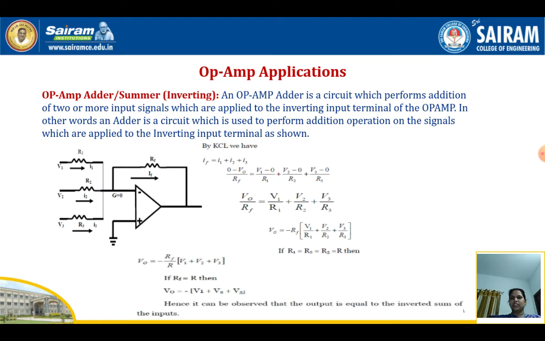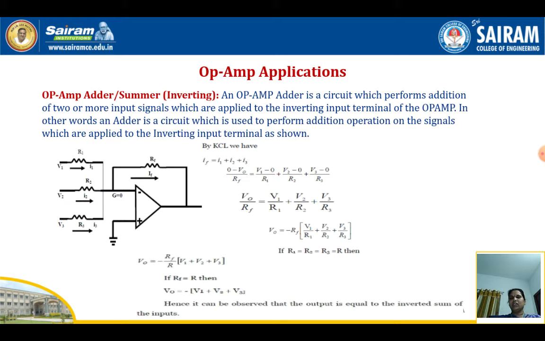The circuit construction is such that the input voltages have to be fed to the inverting input terminal via the respective resistances R1, R2 and R3. The current across R1 is taken as I1, across R2 it is I2, and across R3 it is I3. The inverting input terminal is grounded, and there is a feedback resistance RF connected between the inverting input terminal and the output terminal V0, and the current which flows across the feedback resistance is taken as IF.